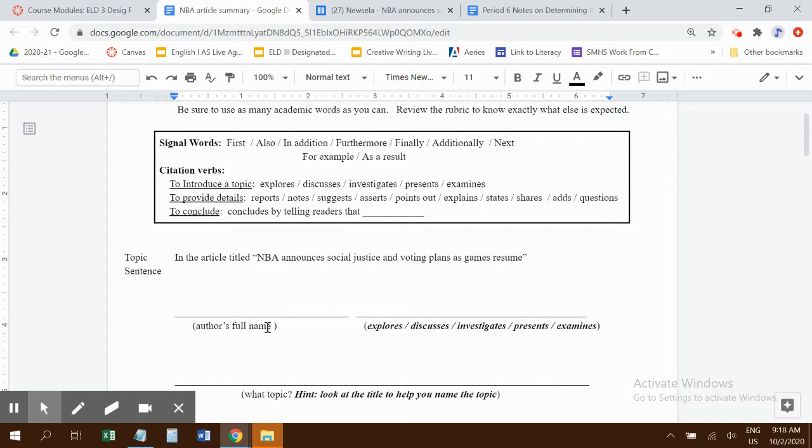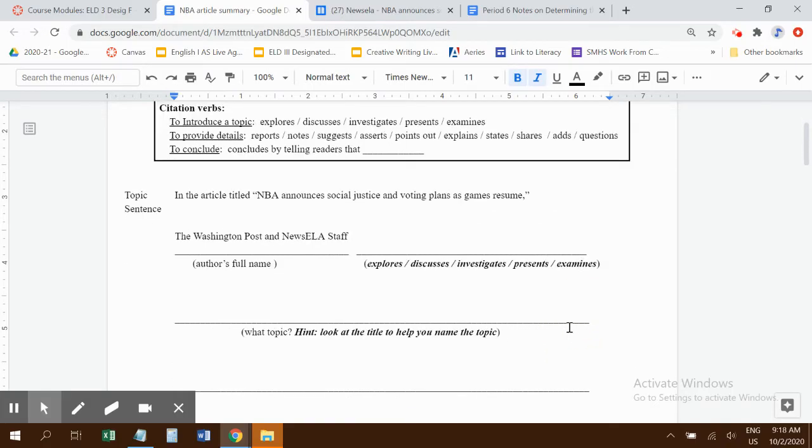In the article, okay, I need a comma here. The Washington Post and Newsela staff. Now the next thing I need is one of these words, and these will help me introduce the topic of the article. So I'm going to pick any of these work. I'm going to use presents.